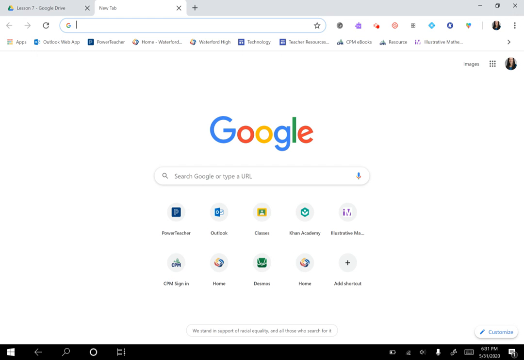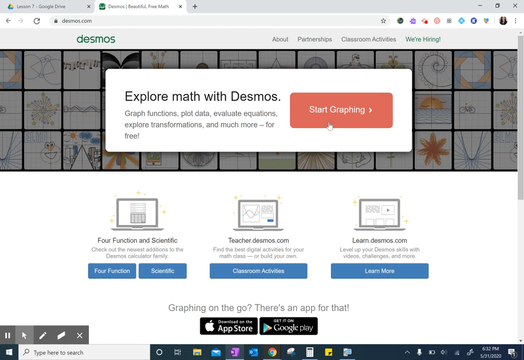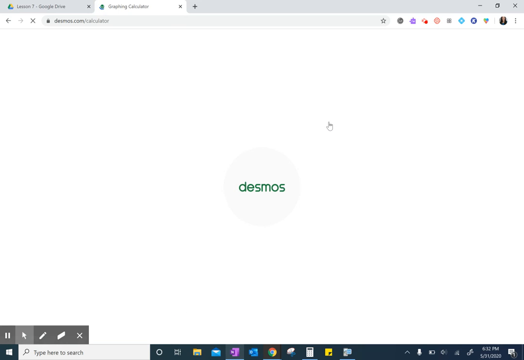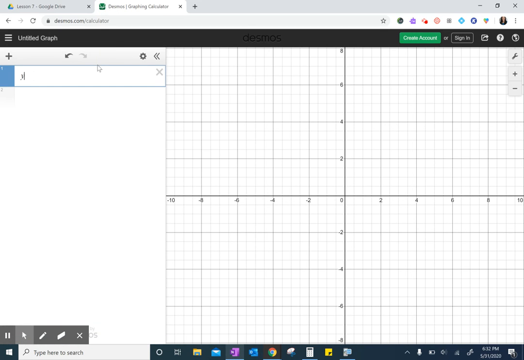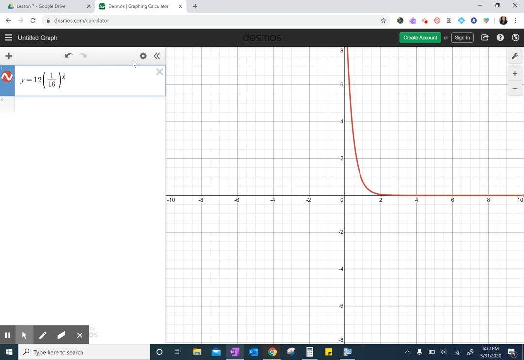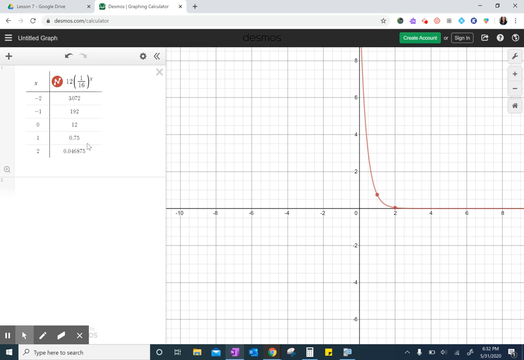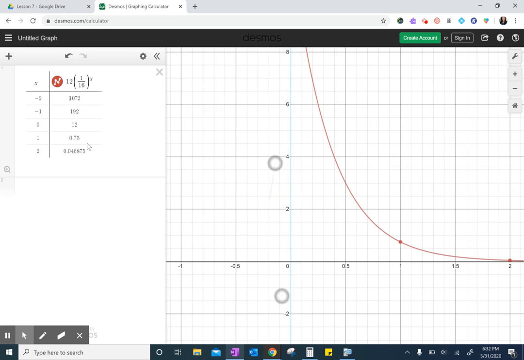Come over here, go to Desmos. Let's go ahead and type it in there. Start graphing. y is equal to 12 times 1 divided by 16, to the t. There you go. Check our table: 0, 12; 1 is 0.75, and we did it. I'm just going to scale out that way just so you can see it way better. There you go.